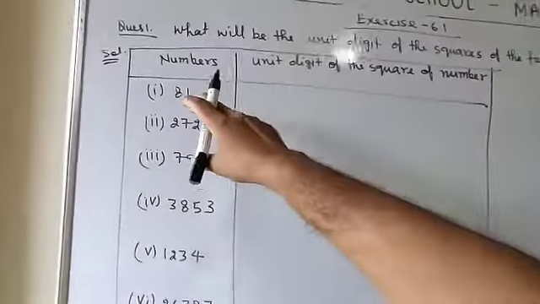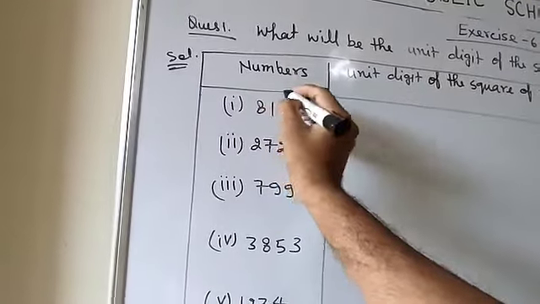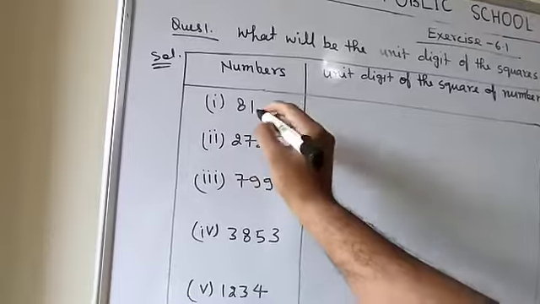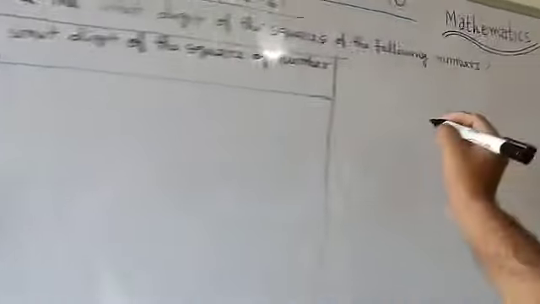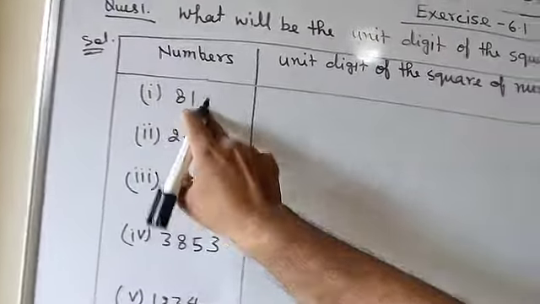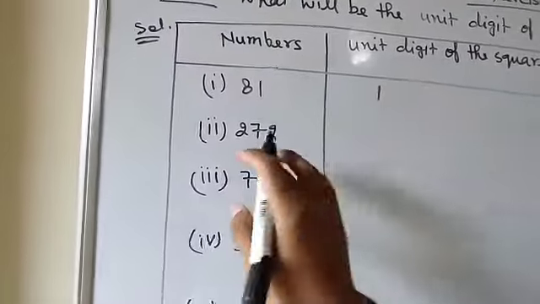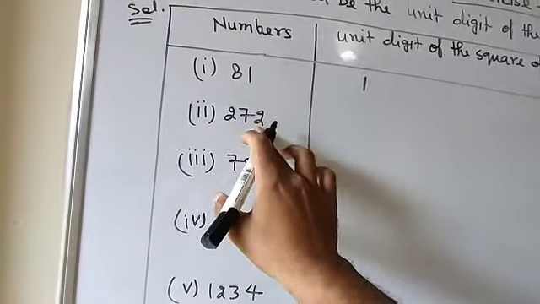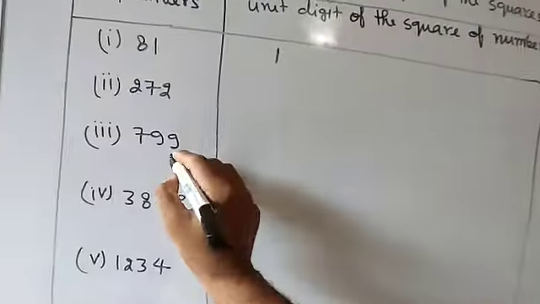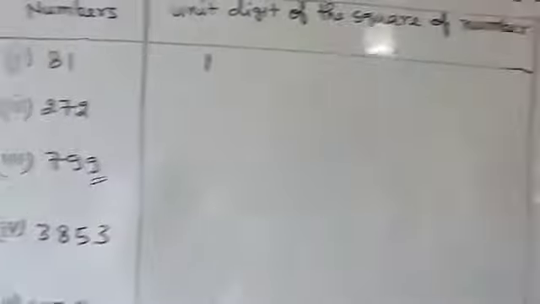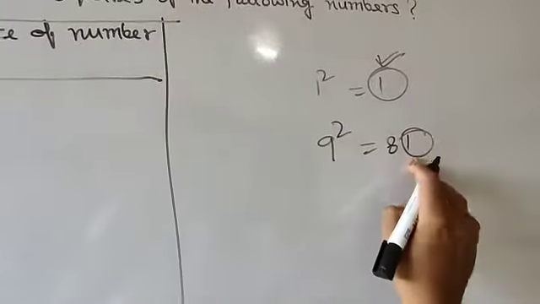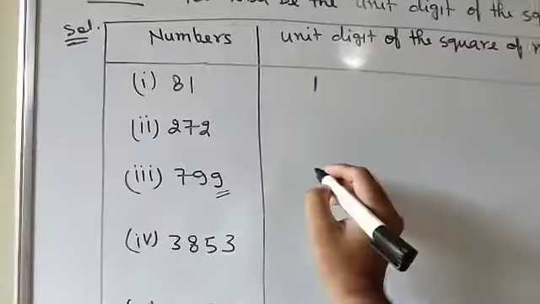I had explained that if it is asked what will be the unit digit of the square of 81, you are not supposed to find the square of 81, you only need to take the unit digit. What is the unit digit? 1. You can do that work in rough also. The square of 1 is 1, so the unit digit of that number's square will be 1. In the same way, 272, here 2. Then 799, what is the unit digit here? 9. Find the square of the unit digit: 9 square equal to 81. And the unit digit in 81 is 1. So the unit digit will be 1.